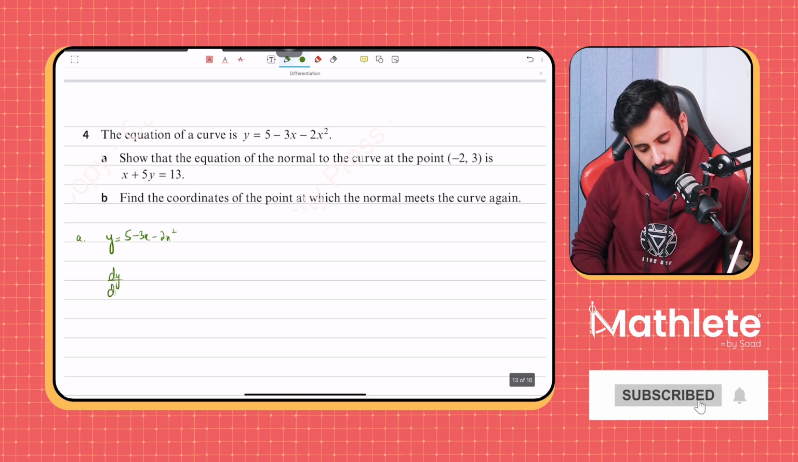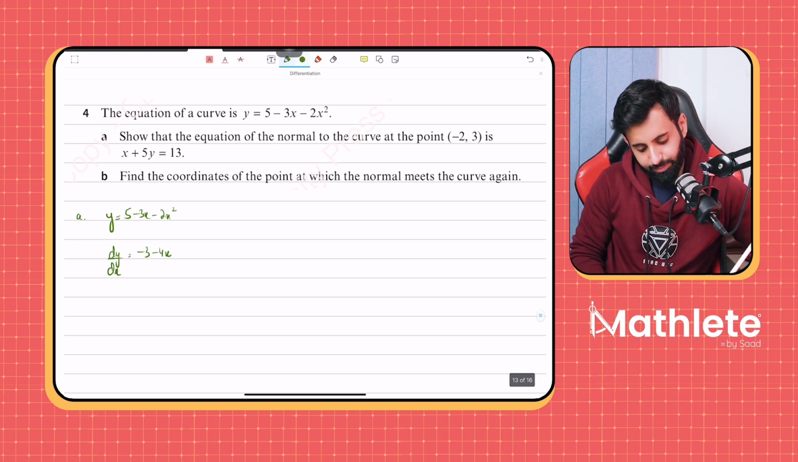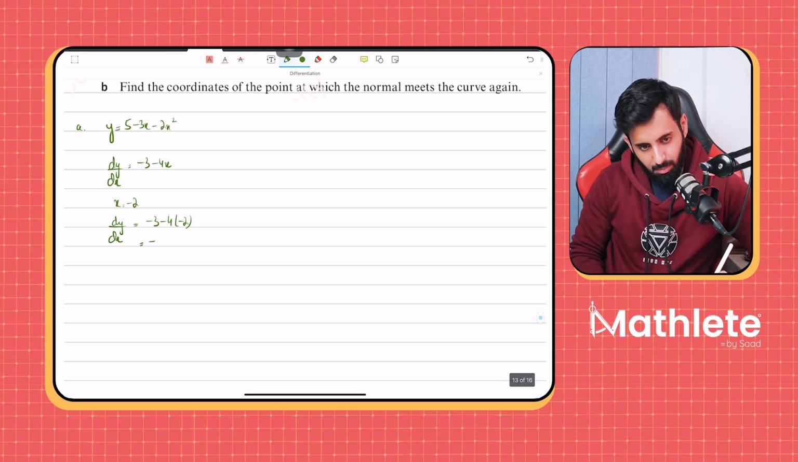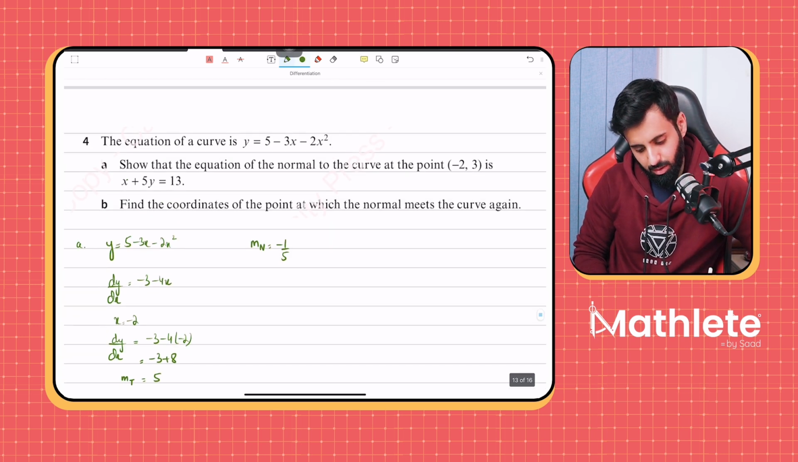Then we differentiate. So dy by dx equals -3 minus 4x. Now let's plug in x equals -2. When x equals -2, dy by dx equals -3 minus 4 into -2. That's -3 plus 8, which is +5. So the gradient of the tangent is 5. That means the gradient of the normal is -1 upon 5. And the point, we already have that. That's (-2, 3).